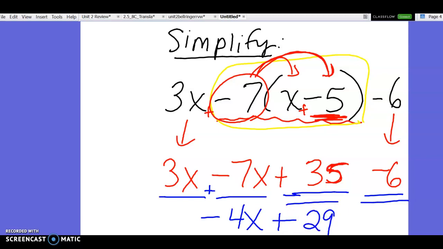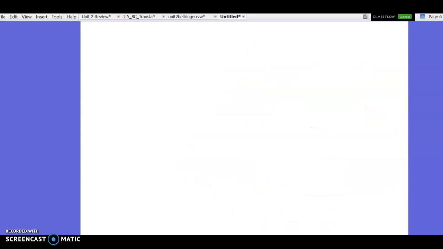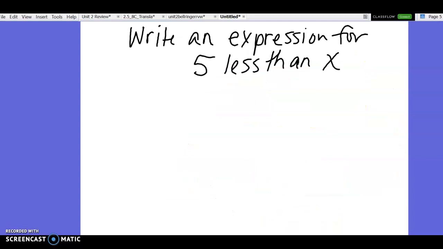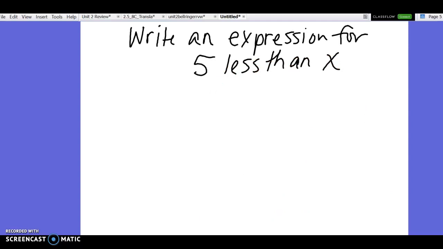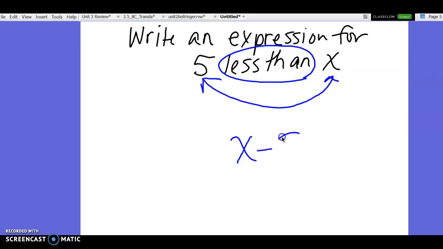One last thing that I'd like to review with you is the expressions that we call turnaround phrases. If you're asked to give an expression for 5 less than x, less than is a turnaround phrase, and that means you're going to have to change the order. It's not 5 minus x, it'll be x minus 5. Remember, less than and subtracted from are turnaround phrases. Also remember that we have parentheses phrases like times the sum of and times the difference of.